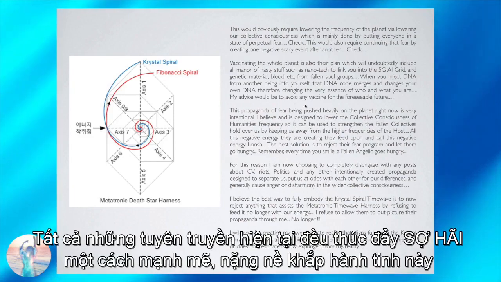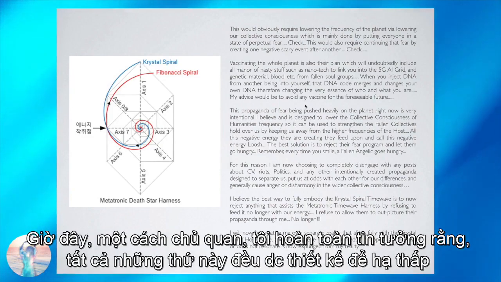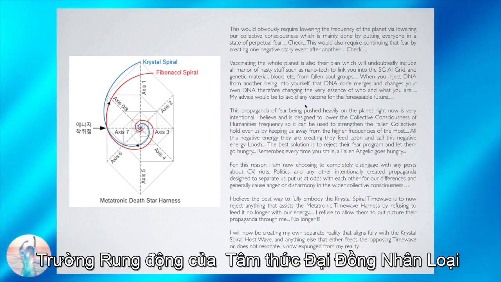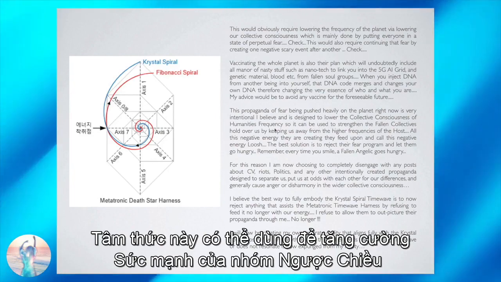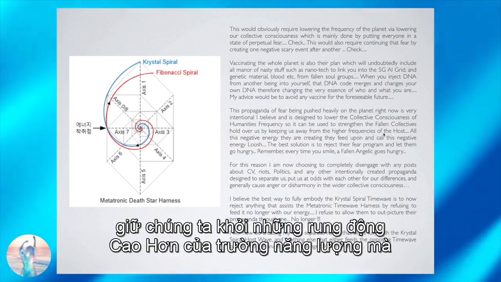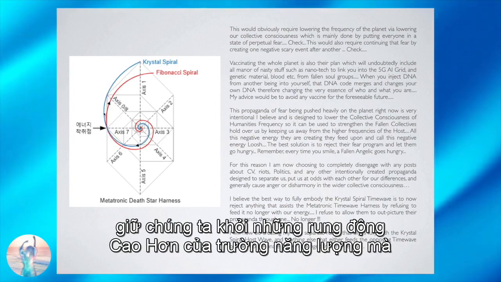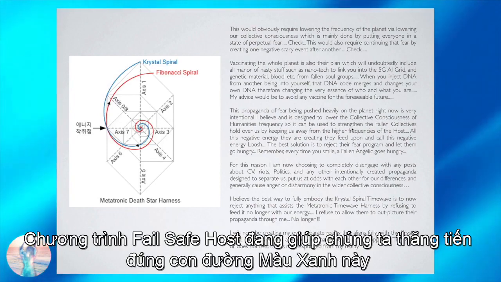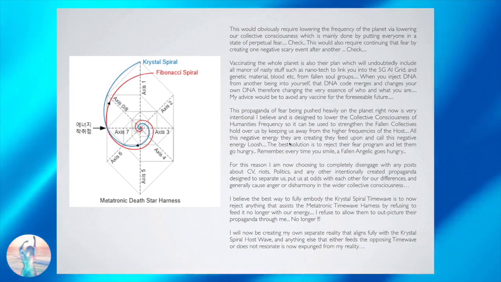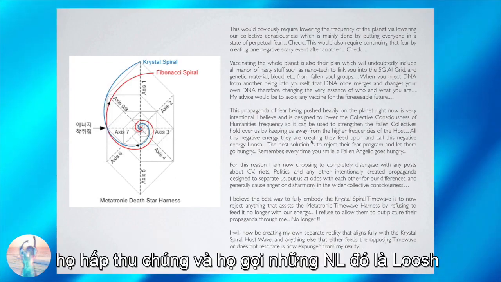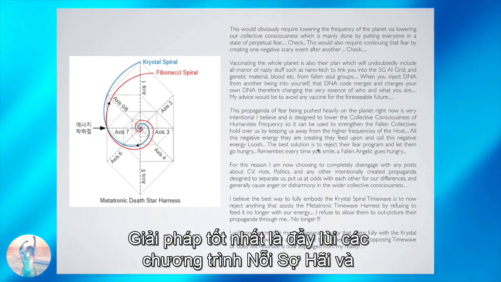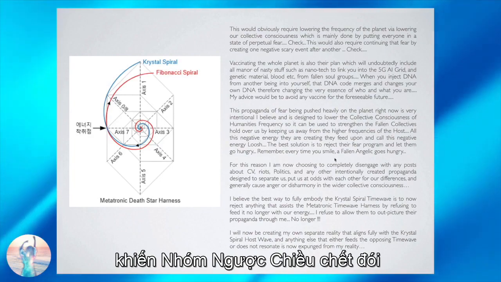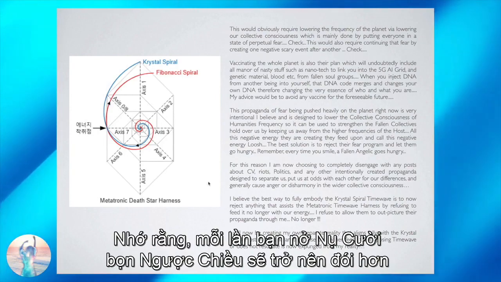This propaganda of fear being pushed heavily on the planet right now is very intentional, I believe, and it's designed to lower the collective consciousness of humanity's frequency, so it can be used to strengthen the fallen collective's hold over us by keeping us away from the higher frequencies of the host, which is the failsafe host that is following this blue line, the Christic Ascension path. All this negative energy that they're generating, they feed upon it, and they call this negative energy loosh. The best solution is to reject their fear program and let them go hungry, because remember, every time you smile, a fallen angelic goes hungry.